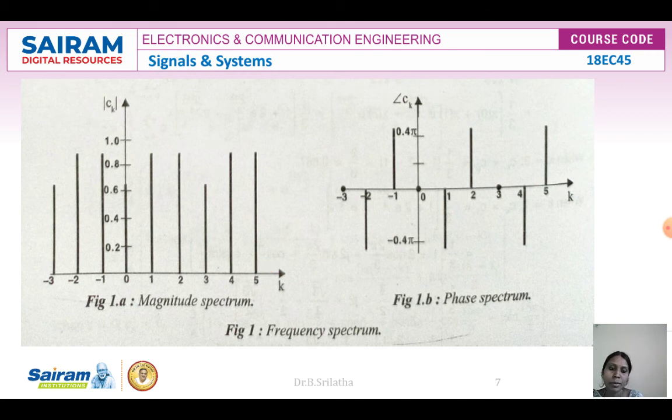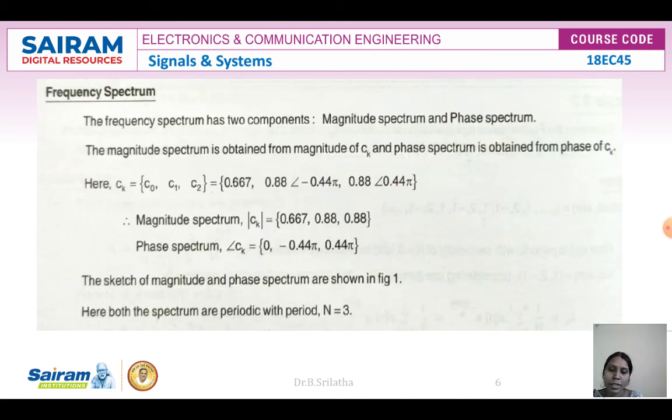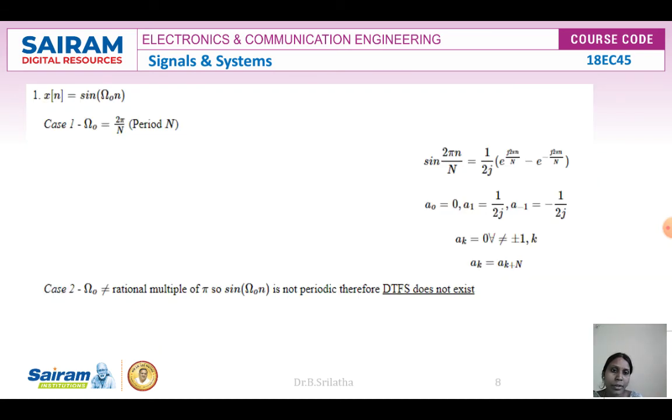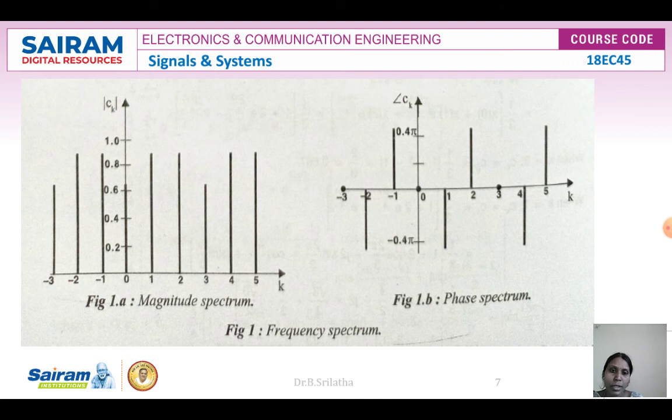Similarly, we want to draw the phase spectrum. What are the angles? 0, minus 0.445, 0.445. So at k equal to 0, it is 0, at k equal to 1, minus 0.45, at k equal to 2, 0.45. These three values again repeat from 3, 4, 5, then 6, 7, 8, and similarly before, for minus 3, minus 2, minus 1. Both spectrums together we call the frequency spectrum. Frequency spectrum is nothing but the magnitude and phase spectrums.